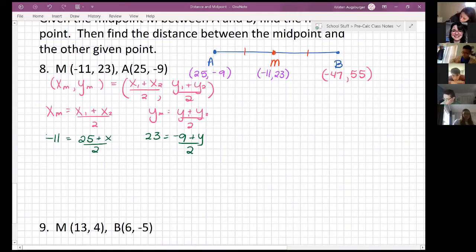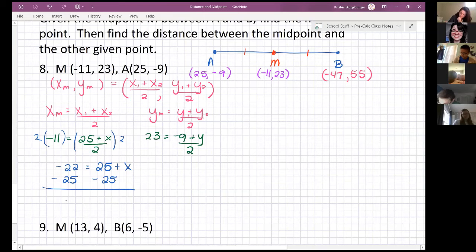You multiply by 2 to the other side. Right. Multiply by 2 to get the 2 out of the denominator. So we have -22 is equal to 25 plus x. Subtract 25, and that's where the -47 comes from.